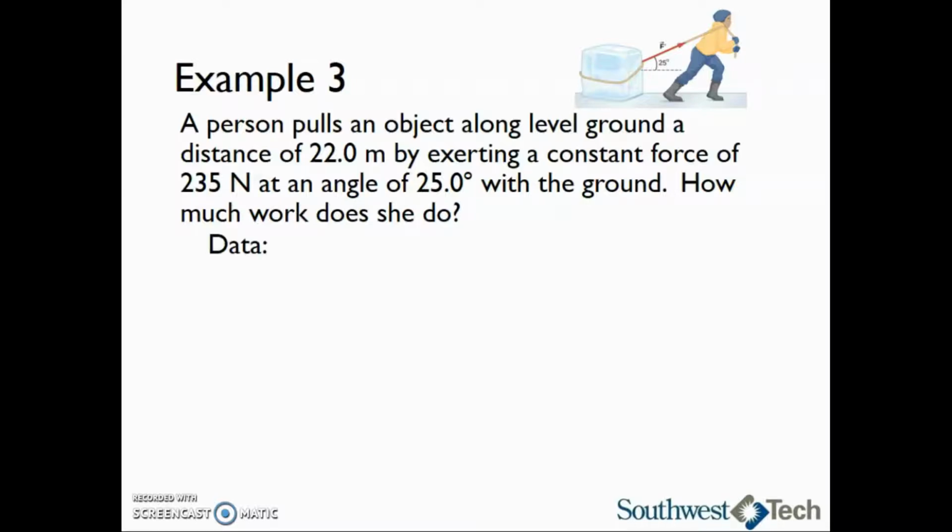First, we will write down all the information we were given in the problem statement. We know that the force the person is pulling with is 235 newtons. The distance the object moves is 22.0 meters. The angle they are applying this force is 25.0 degrees. We are trying to find the amount of work, W, that she does.